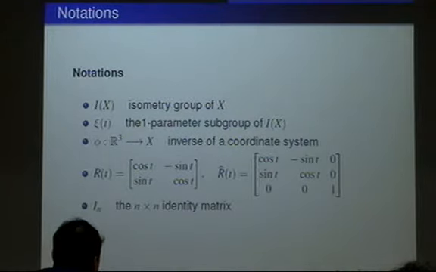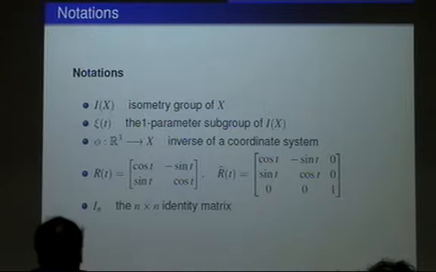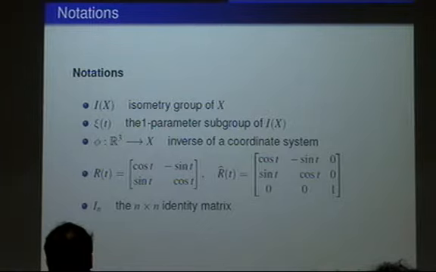Okay, I will use this kind of notation. I(X) means the isometry group of X, and psi_t is the one-parameter subgroup of the isometry group of the model space. I explained what phi is, which gives the coordinate system. When I use R_t, this means the rotation, and R hat_t is the three-dimensional rotation which fixes the z-axis. And I_n is just the n by n identity matrix.